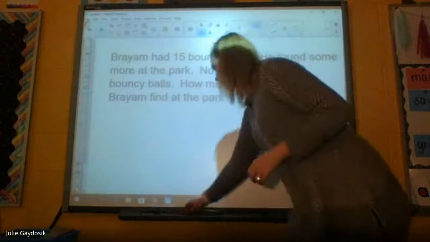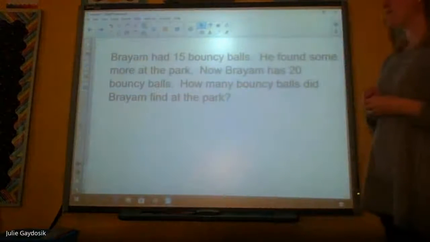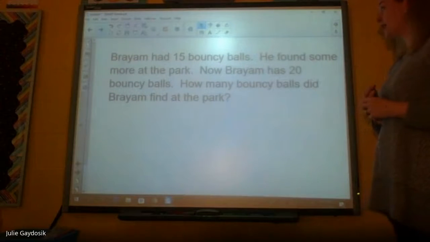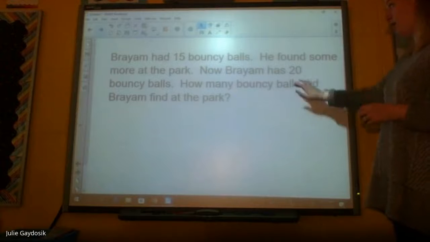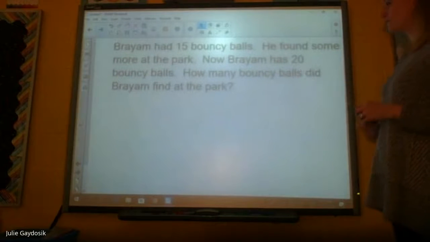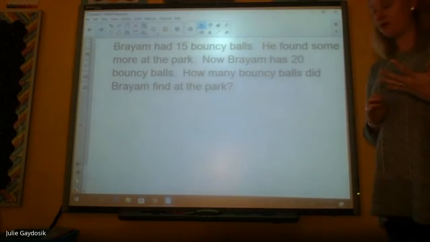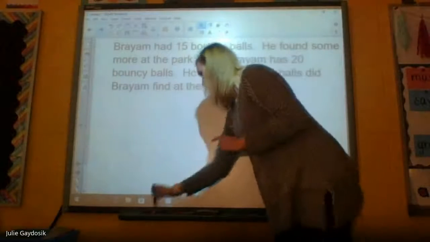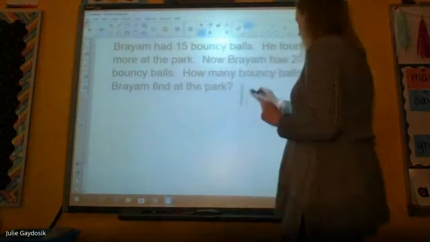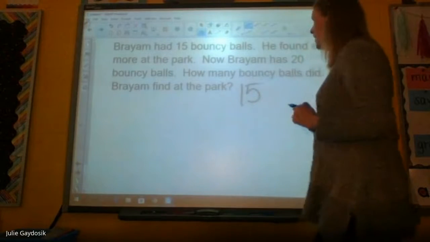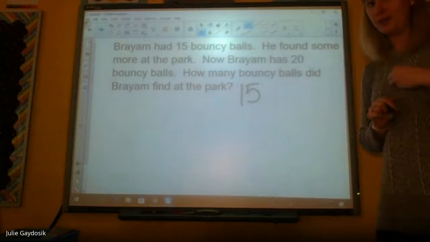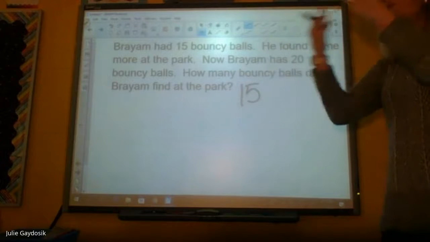Next, Brian had 15 bouncy balls. He found some more at the park. Now Brian has 20 bouncy balls. How many bouncy balls did Brian find at the park? So, Brian had 15 bouncy balls. We know our first number, right? He had 15 bouncy balls. He found some more at the park. So he found some more.